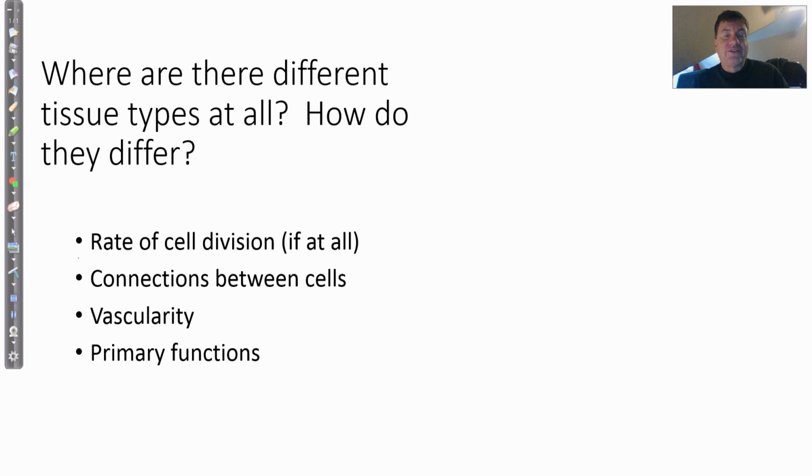There are differences in vascularity. Vascularity is how much blood supply they get. Some tissues are highly vascular and some not very much at all. And in their primary functions, tissue types vary quite a bit in terms of what they do. You can look at muscle and nervous and already see some large differences. So when we talk about the 4 tissue types, epithelial, nervous, connective, and muscle, we will focus on these differences in subsequent videos and in class. Thank you very much.